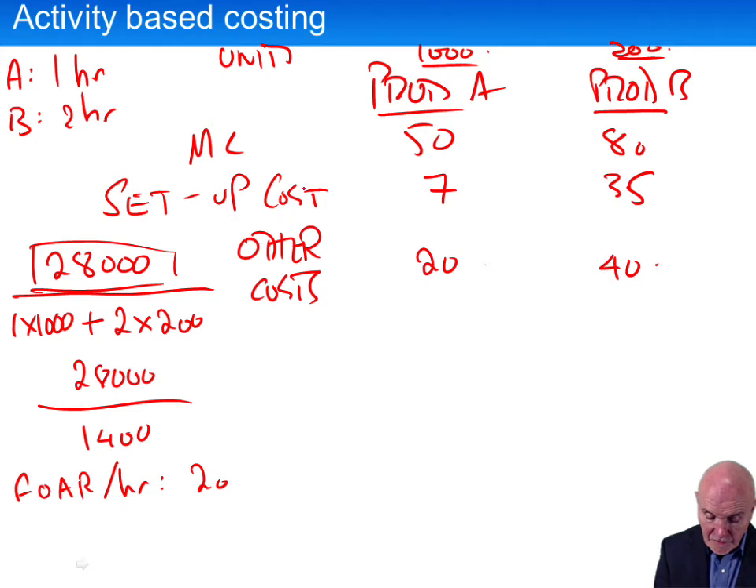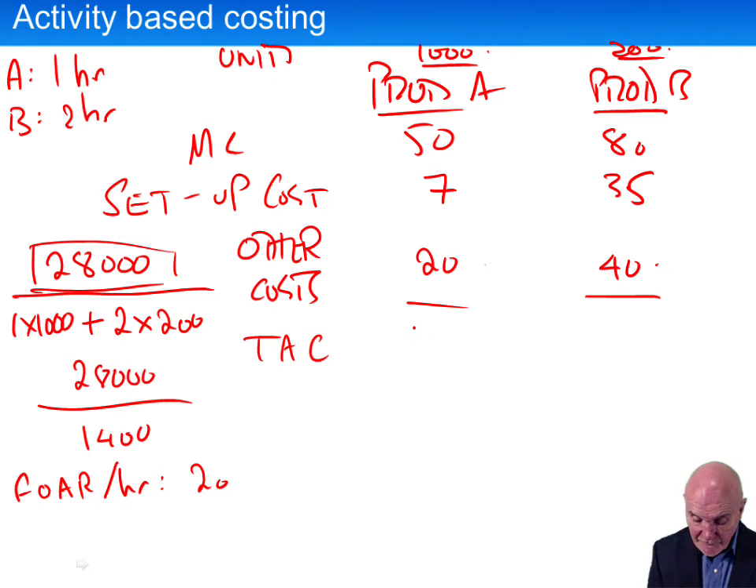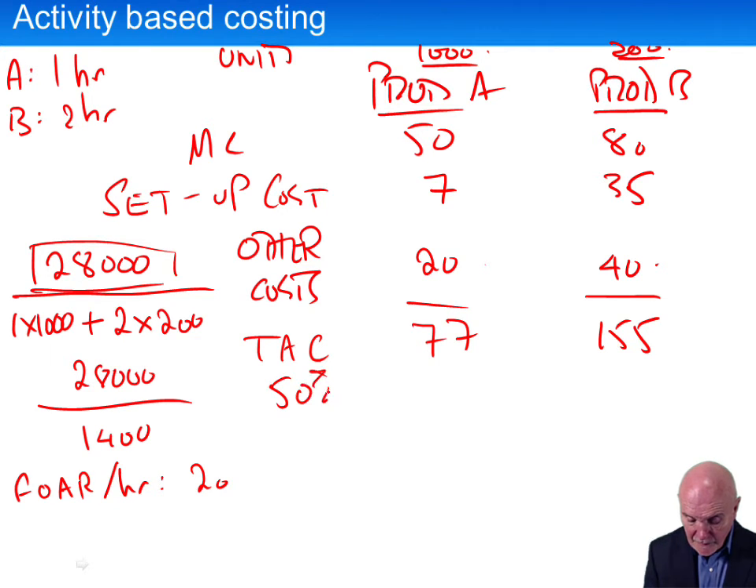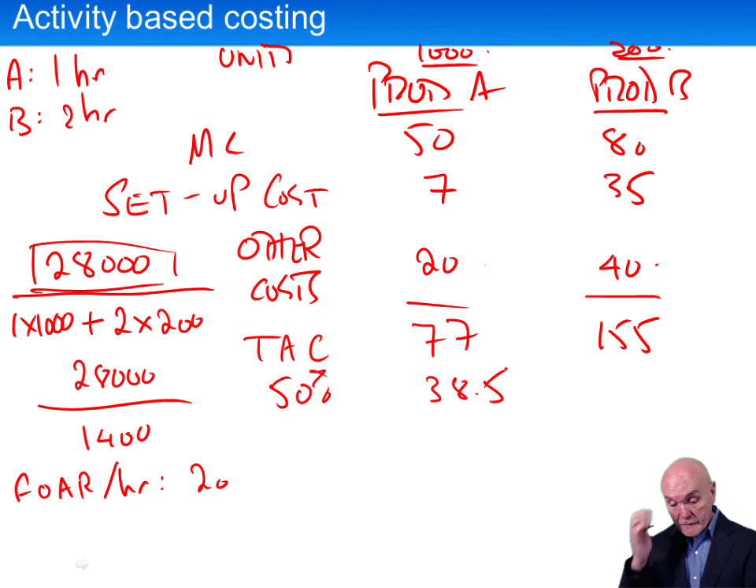So, marginal costs, these are our two elements of fixed costs here. This will give us the total absorption cost. So it's going to be 77,000. This is going to be 155,000. And then we have the markup, the 50% markup. We keep applying that. So that's going to be 38.5. And the other one, divide this by 2, is going to be 7.5.